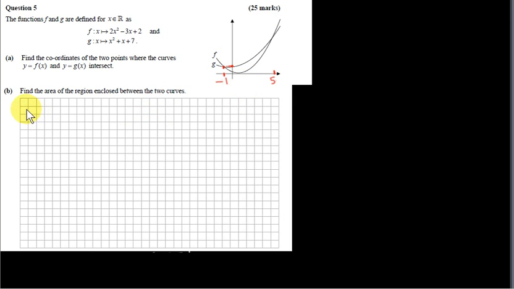So let's get the area under f first. So that's the integral from minus 1 to 5, because we're integrating between the vertical lines of minus 1 and 5.